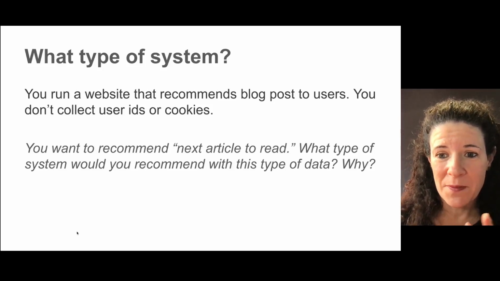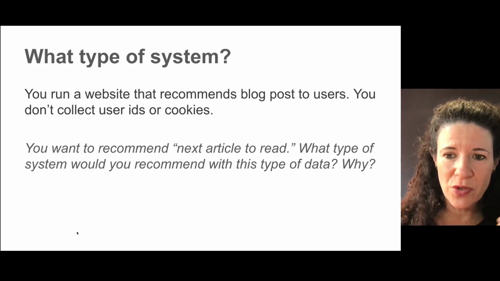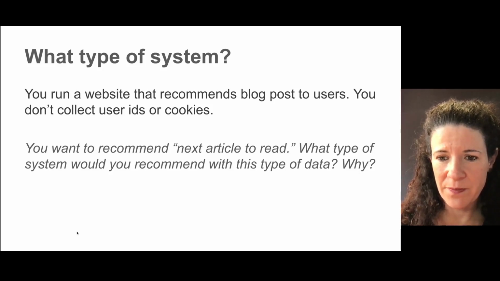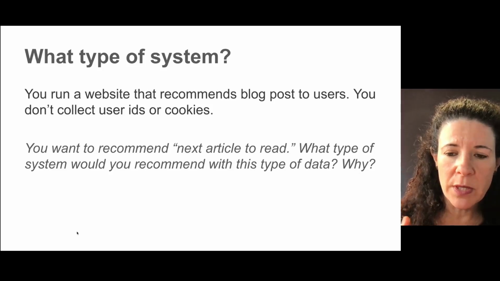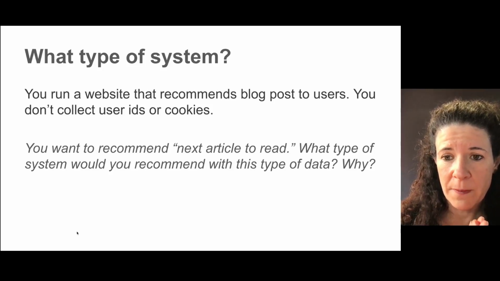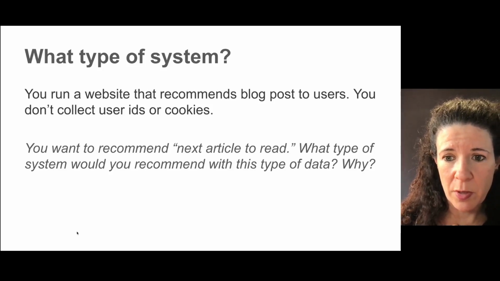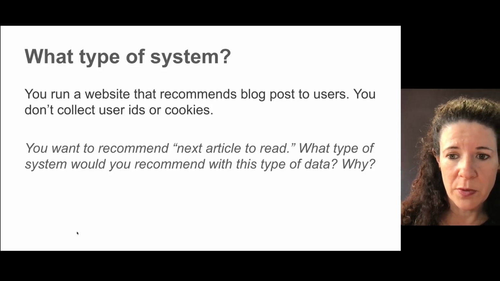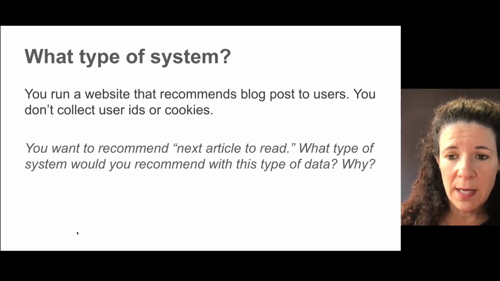So suppose you run a website that recommends blog posts to users. And suppose you don't collect user IDs or cookies or anything, right? So you don't really have a history for a particular user. What you have is that blogs have words. So you can compute similarities between different blog posts. And for example, I am going to that website. I've never been there before, so you don't have any information about me, but I'm reading a particular blog post. So you can recommend other blog posts to me based on the content of that particular blog post that I'm reading. And that is content-based recommendation. Okay, I hope it's more clear right now.